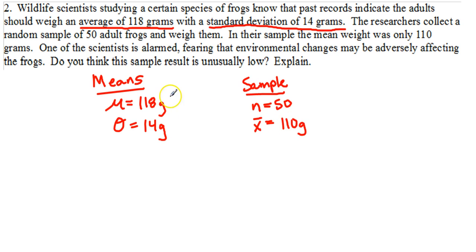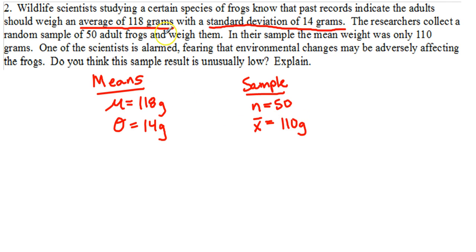So essentially, we know that this should be the case for the entire population. We went out and took a sample, and we got a low average weight for these frogs. We want to know if this is unusually low, or if it was just due to random sampling variability, like I just happened to grab 50 random frogs that were a little bit underweight.